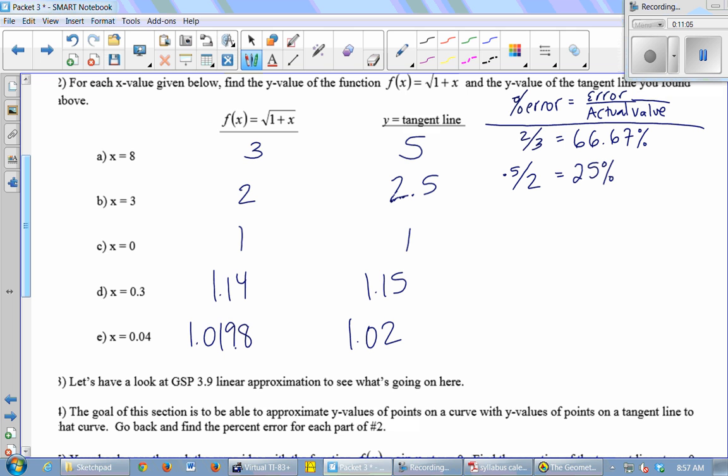All right, what's my percent error in part C here when x equals 0? 0%. I'm not off at all, so my percent error is 0%. All right, so in D, my amount of error is 0.01, right? And then I just need to divide by the actual value of 1.14.